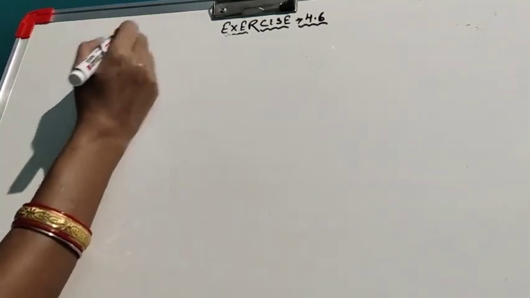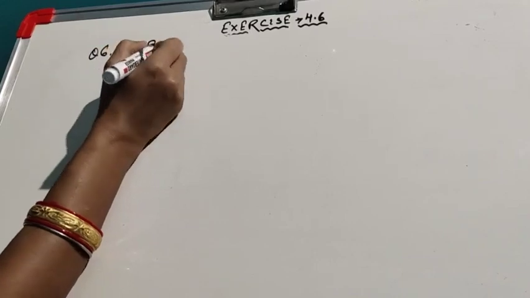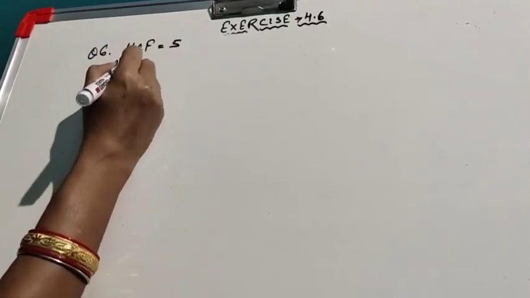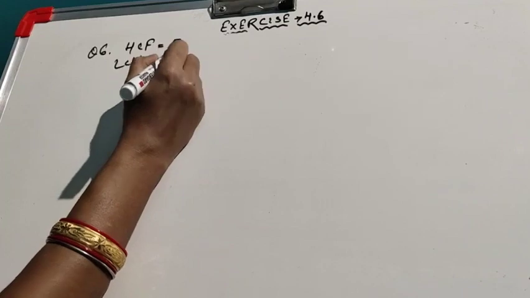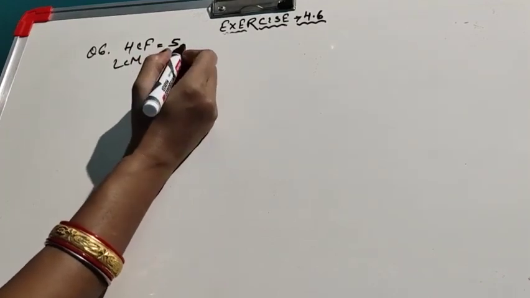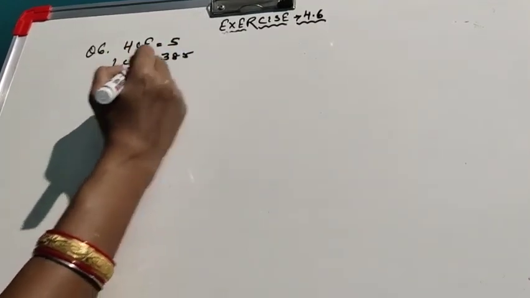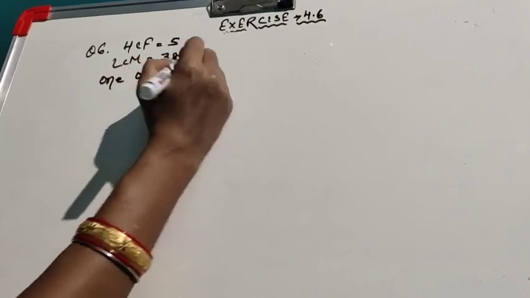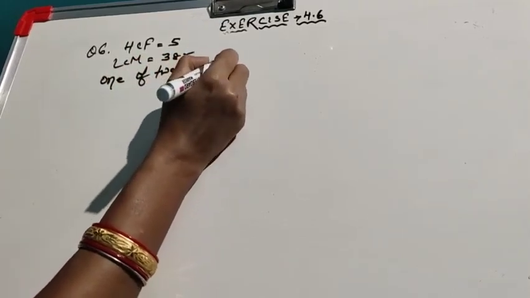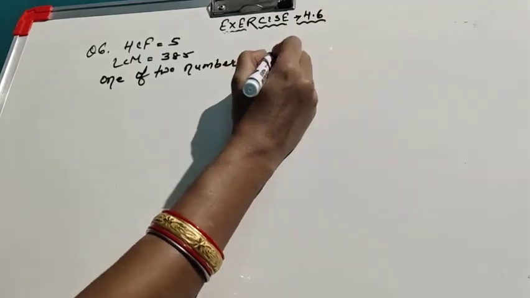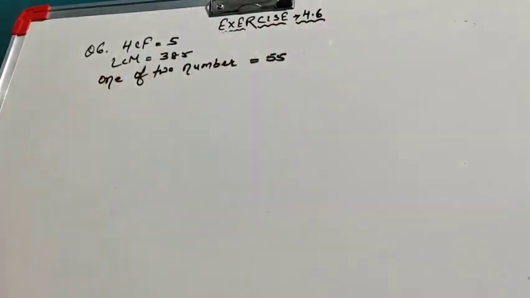Question number 6, which is very easy, and the formula is given in your book only. The HCF and LCM: HCF is given 5, LCM is given 385. One of the two numbers is given, 55. You have to find the other number.